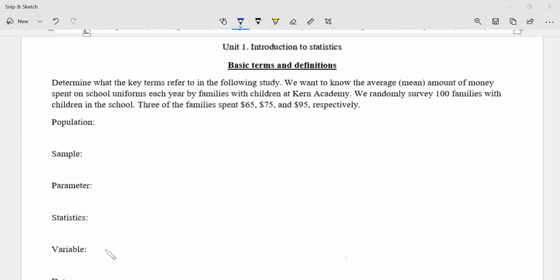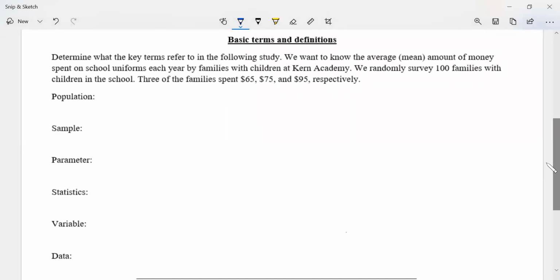All right, we're looking at the study here. Again, statistics is the study of something. We're looking at how much money families spend on uniforms. So what varies? The amount of money they spend. So it could be the amount of money spent on school uniforms by a family with children at Kern Academy. The variable, the number that changes, we could say let X equals the amount of money spent on school uniforms by a family with children at Kern Academy.